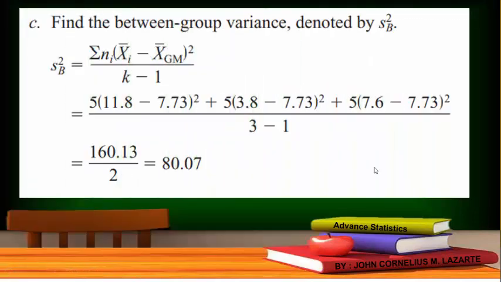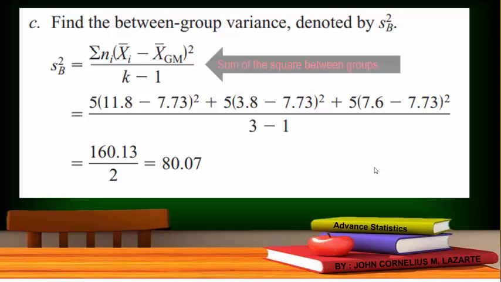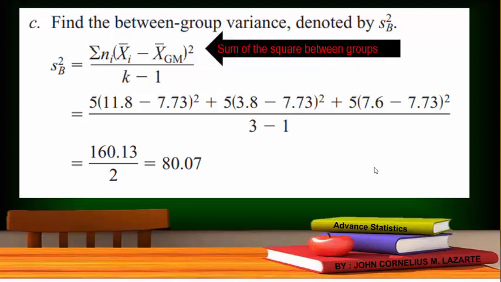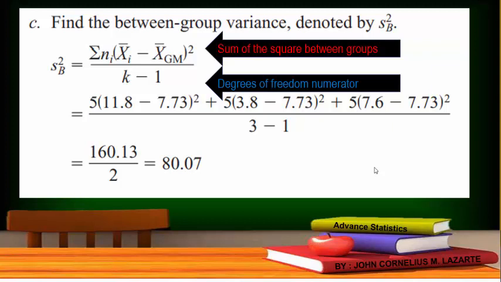Next, we are now going to find the between group variance, denoted by s squared sub b. Here in the formula, summation of n, quantity x bar minus grand mean squared, all over k minus 1. The numerator of this formula is what we call the sum of squares between groups, and the denominator is the degrees of freedom numerator.